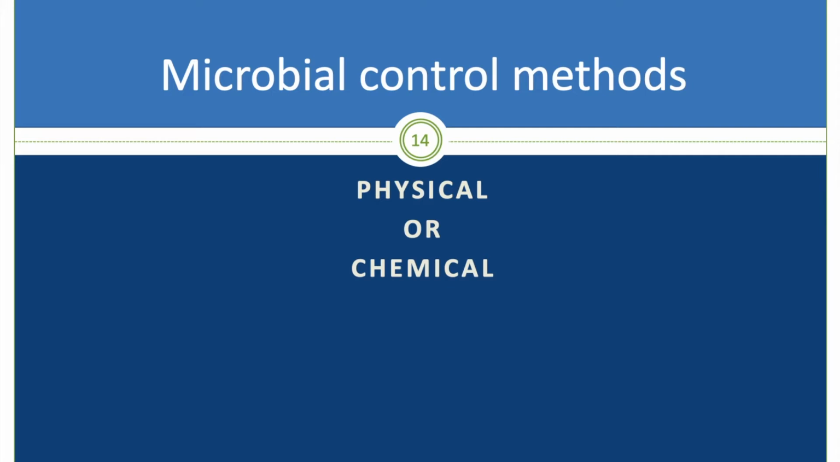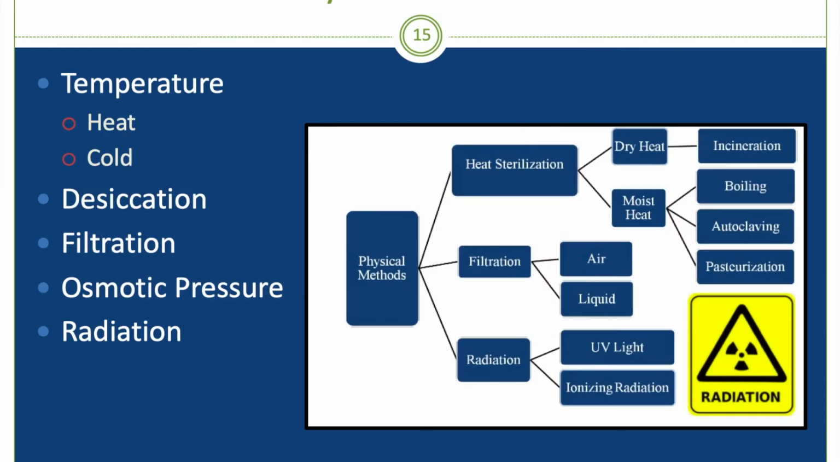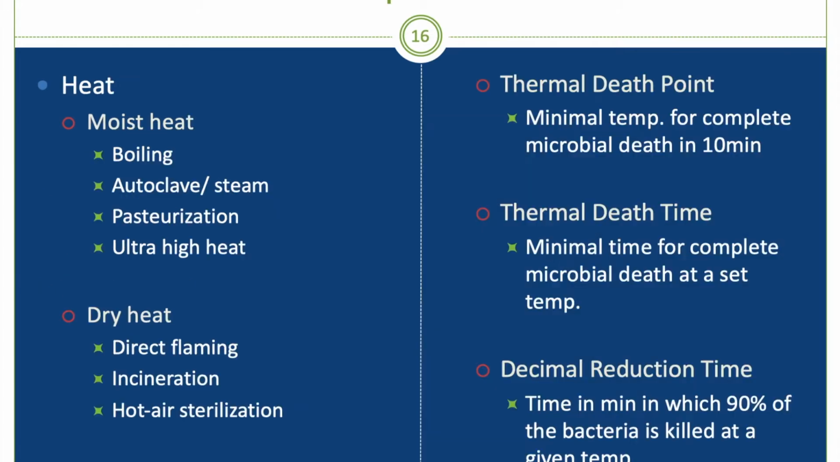So in terms of the methods of control, you have both physical and chemical methods of control. Physical methods would include temperature, desiccation or drying, filtration, using osmotic pressure, and radiation. For temperature, we have moist heat and dry heat. For moist heat, you have boiling, autoclaving, pasteurization. Dry heat, you have direct flaming, incineration, and hot air sterilization.